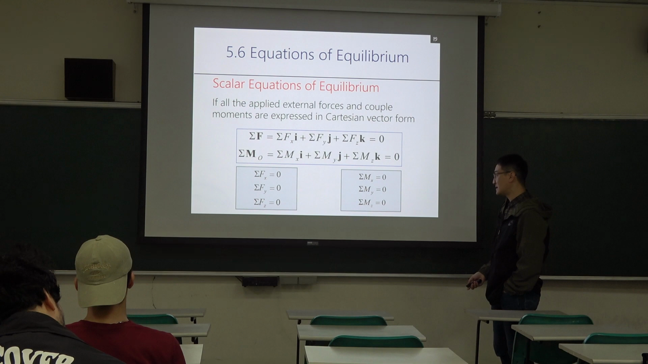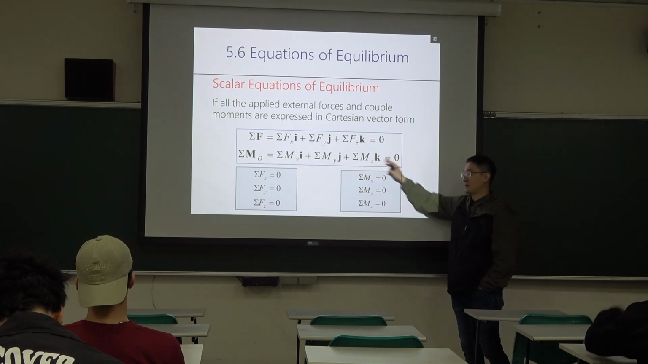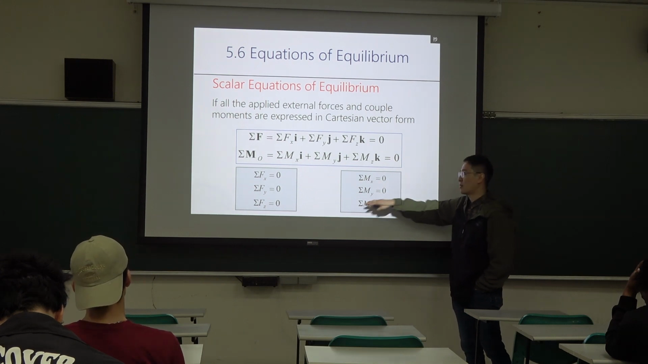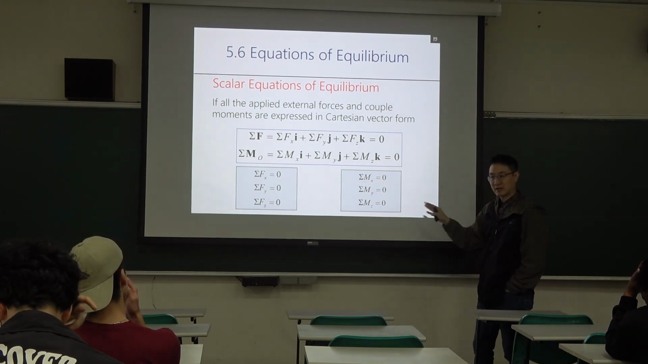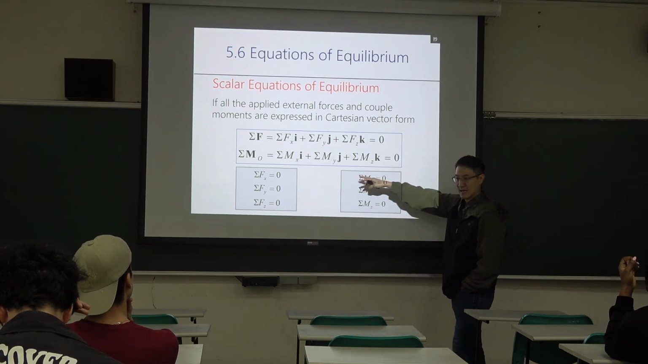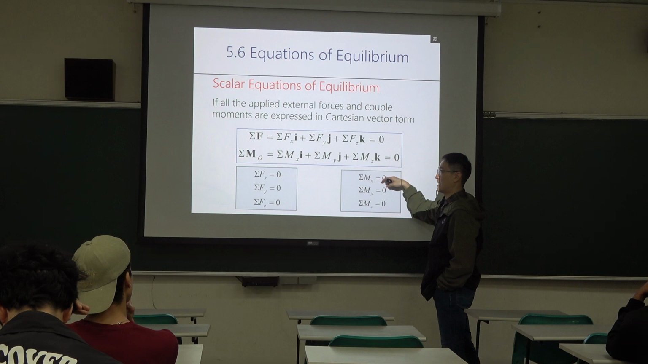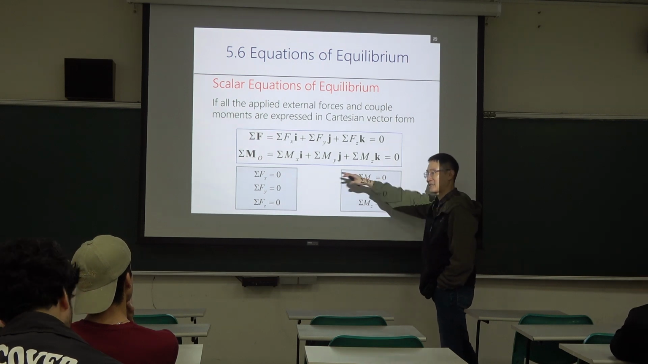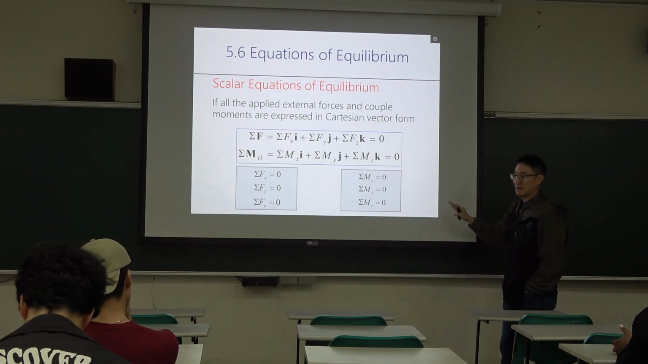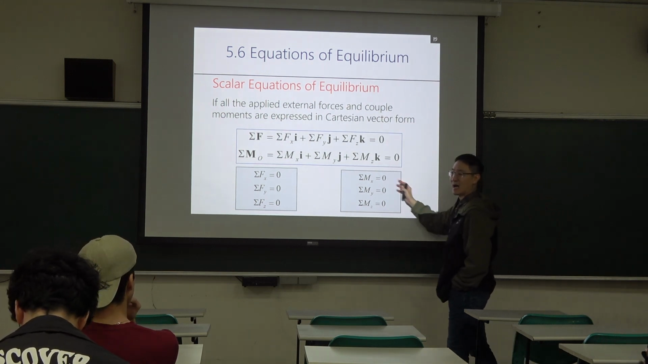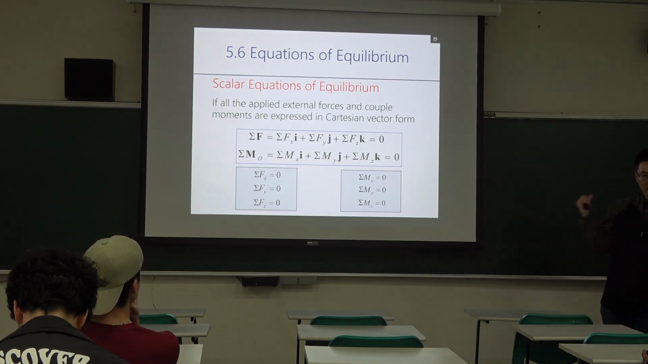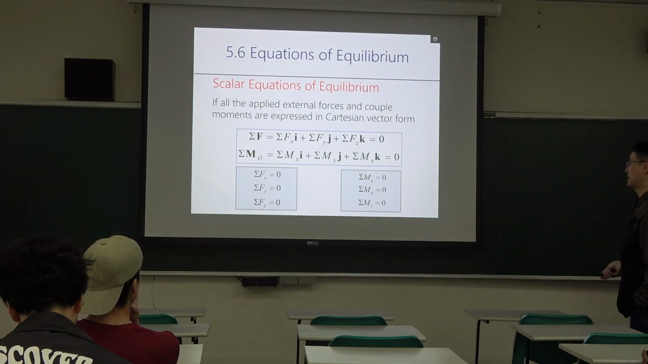The same concept: for bending moment, we also have three equilibrium equations. So totally, for the general case, we can have 6 equilibrium equations, and therefore we can solve a maximum of 6 unknown parameters. Okay, 6 equations solve 6 unknown parameters.